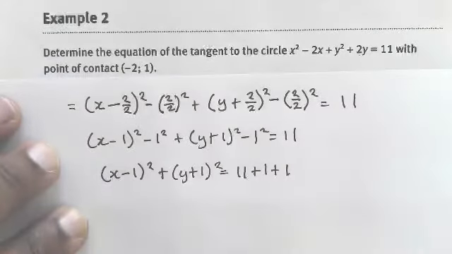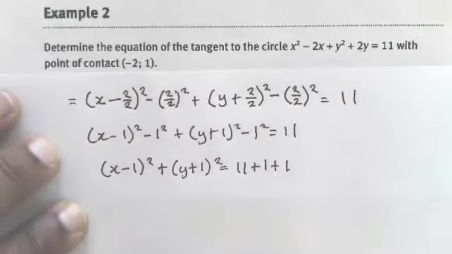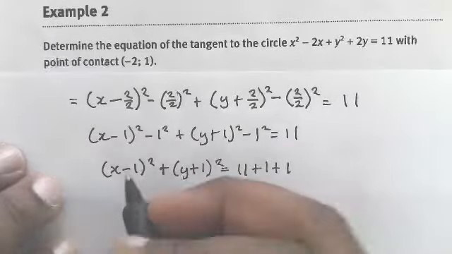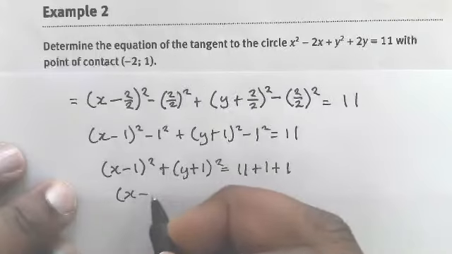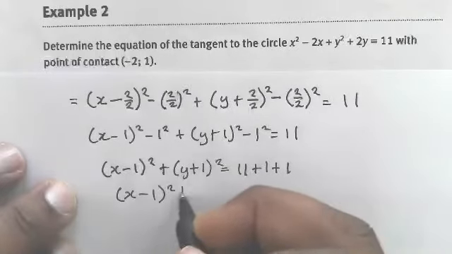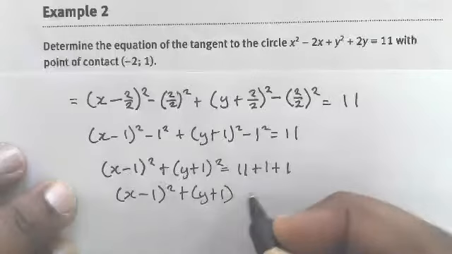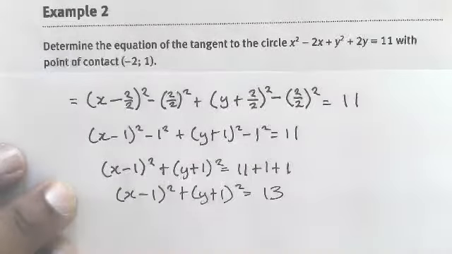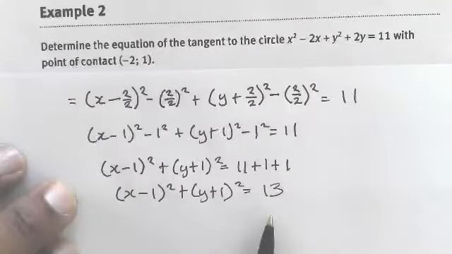So you don't say 1 squared. Yeah, because 1 squared just gives you 1 anyway, so no need for that. Okay, so now our final equation is this: (x − 1)² + (y + 1)² is equal to 11 plus 1, that's 12 plus 1, that's 13. Remember, 13 is the radius squared.